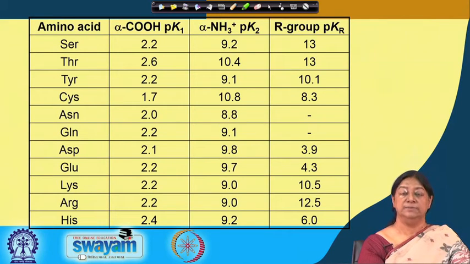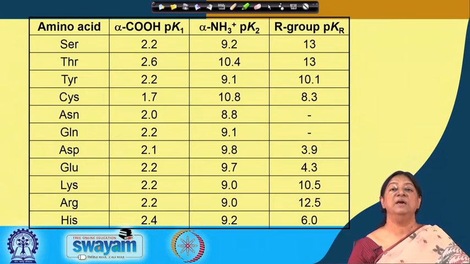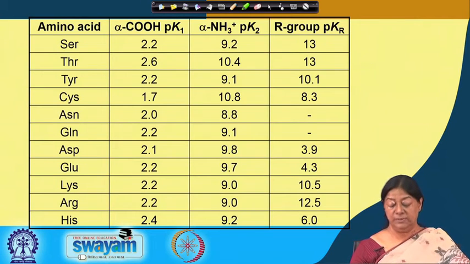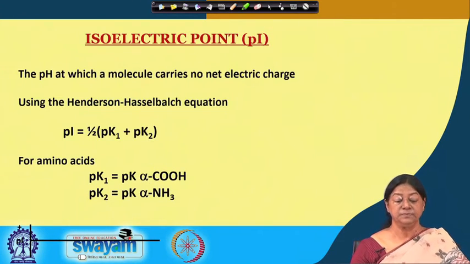We will show you how we can determine the pI value of a side chain that is ionizable. How do I determine the pI value of glutamic acid? We will see that in the next class.